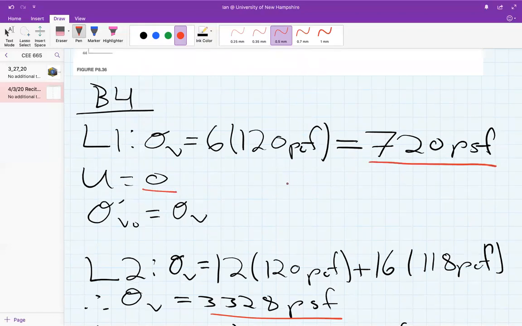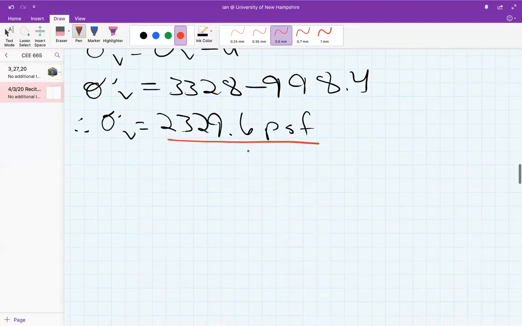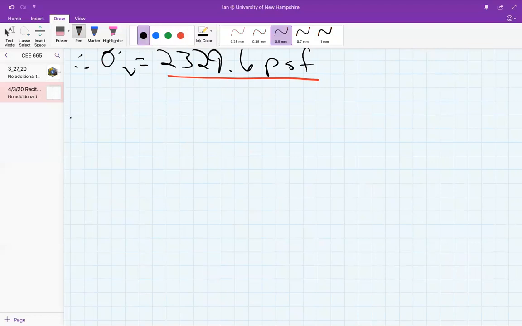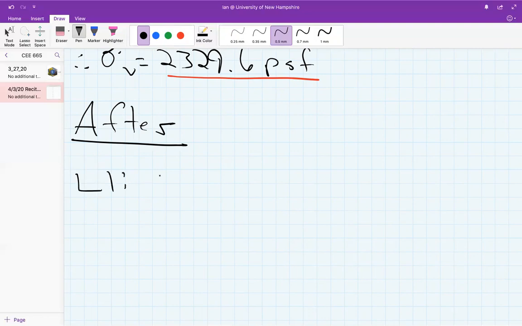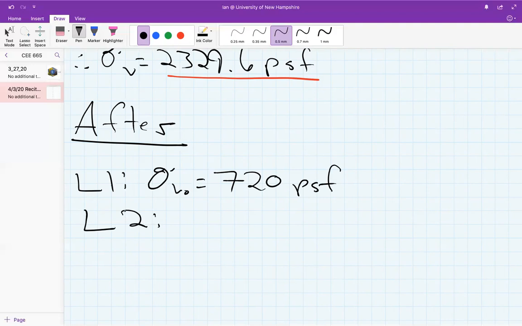So that way we can keep this in mind, so when we lower the water table, we can see what the change is. So now, after. So for layer 1, there's really no change because we're lowering it. So what's dry, it was dry. So for layer 1, there is no change. So sigma prime V naught equals 720 PSF. So everything is virtually the same. But layer 2 is going to have some drastic changes to it.